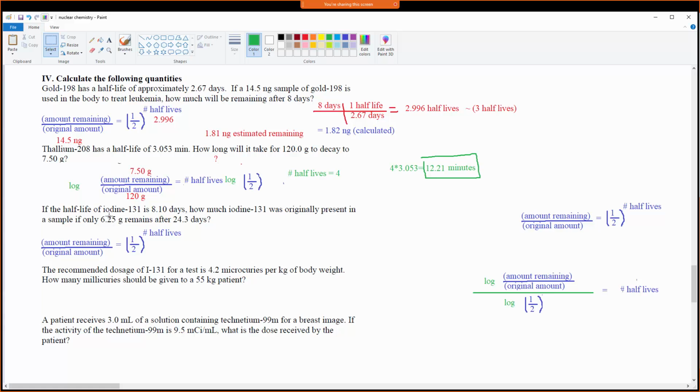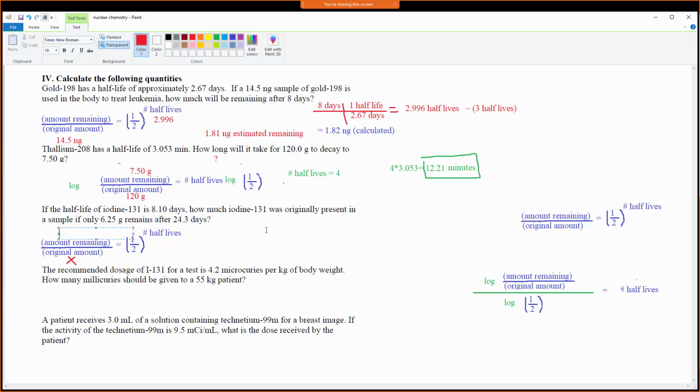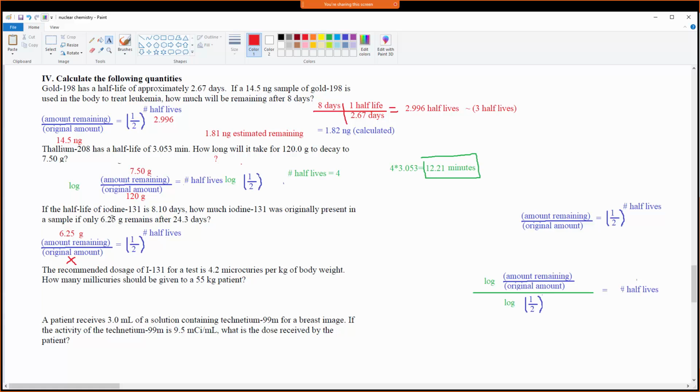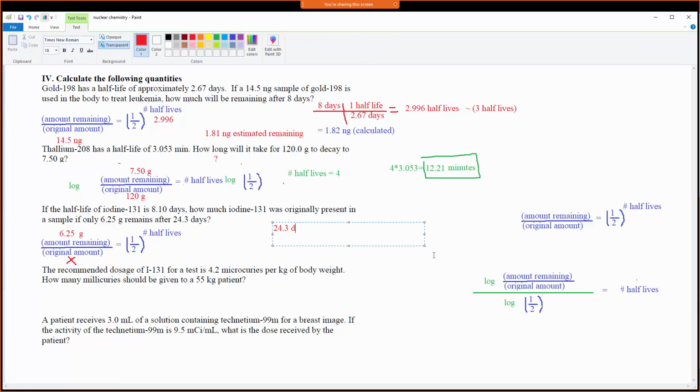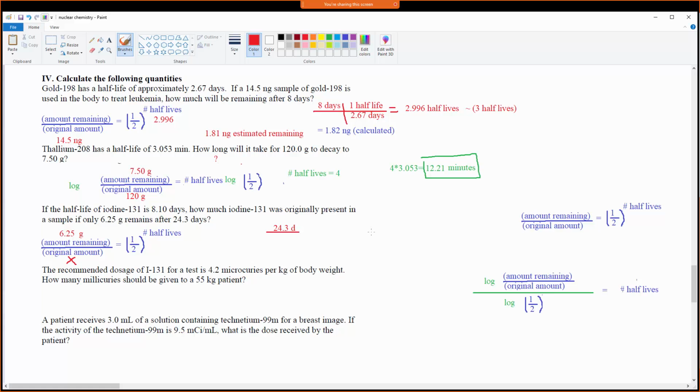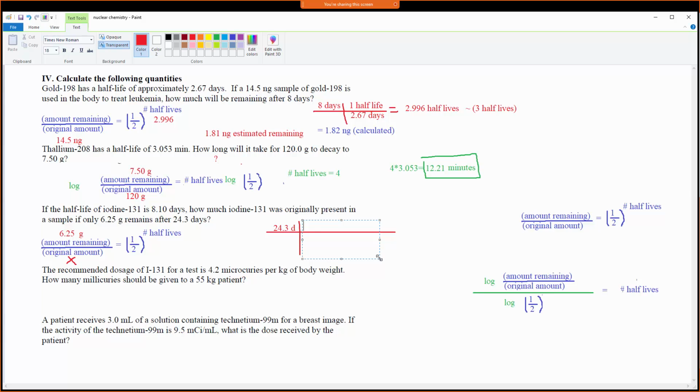Let's do this guy. Half-life of iodine, how much was originally present? Oh, okay, so now we're solving for the original amount right here. Because now we have 6.25 grams. And the half-life is 8.1 days, but we've had 24.3 days pass. So 24.3 days have passed, and 1 half-life is 8.1 days.